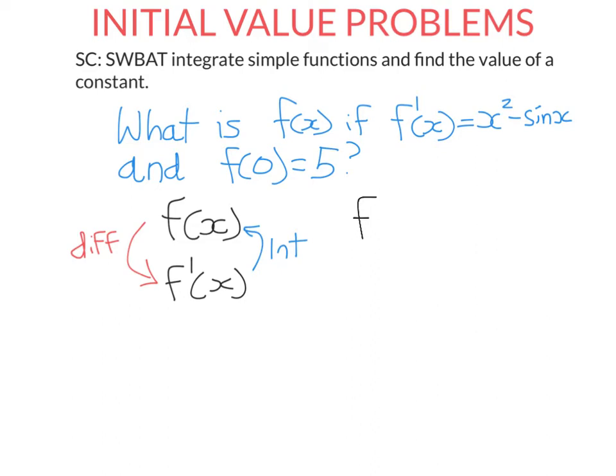So f(x) is going to be the integral or antiderivative of f dash x, which was x squared minus sine x. Normally we just put the dx there to remind us that we're integrating with respect to x. Now we integrate term by term. The integral of x squared, it's a polynomial, so to integrate that we increase the power by 1 and divide by the new power. So what is the integral of sine x?